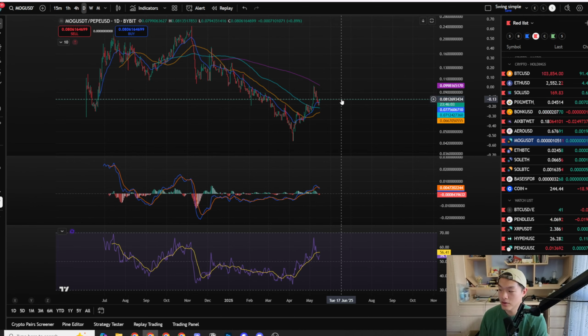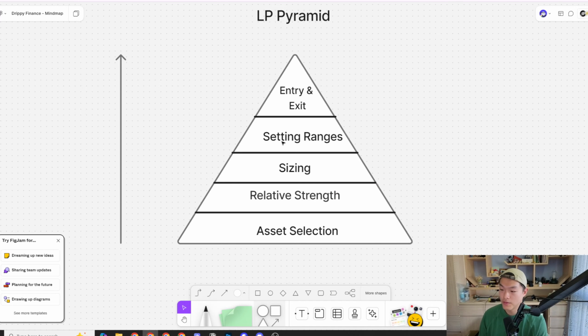But right now, the chart looks pretty bullish for me. And as long as it's outpacing Ethereum, I'm happy with betting on this token. So that's mainly the relative strength part. And now we're going to look at sizing.